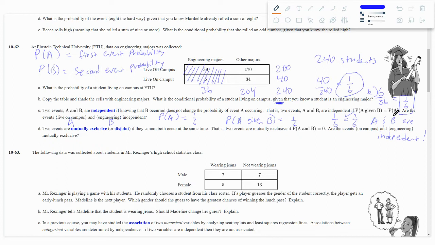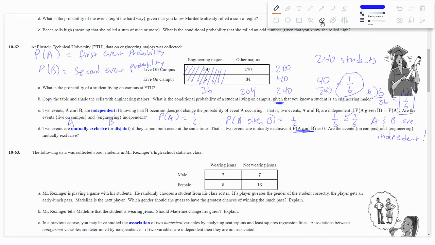Now, part D. Two events are mutually exclusive or disjoint if they cannot both occur at the same time. That is, two events are mutually exclusive if the probability of A and B is equal to 0. This means it's the intersection, so you've got to look at the specific part of the table where A and B match. So this means, are the events on campus and engineering mutually exclusive?